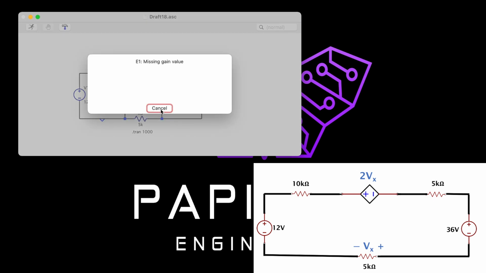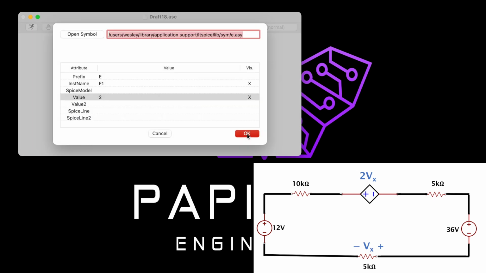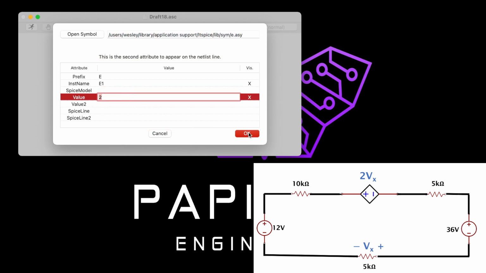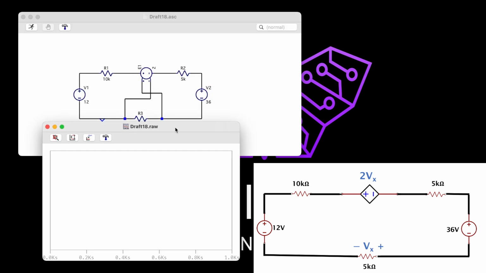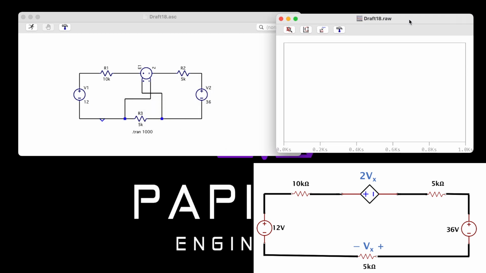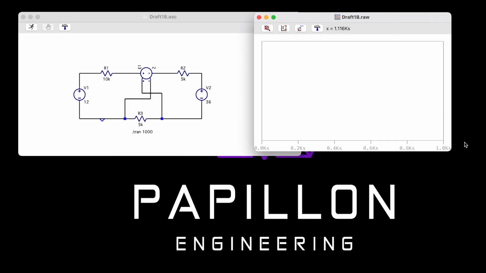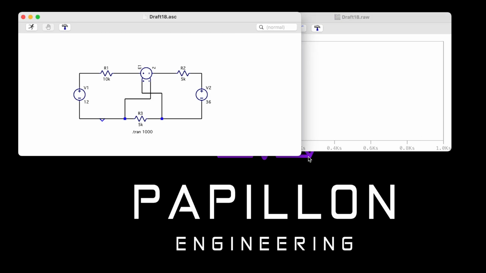Sometimes if you run this, it says missing gain values. Make sure you put it in there, go back to value, hit enter, and then OK to ensure that it goes through, and then run it again. And just like that, we should now have the image here.